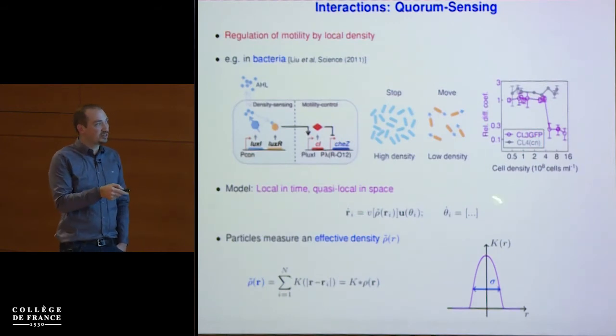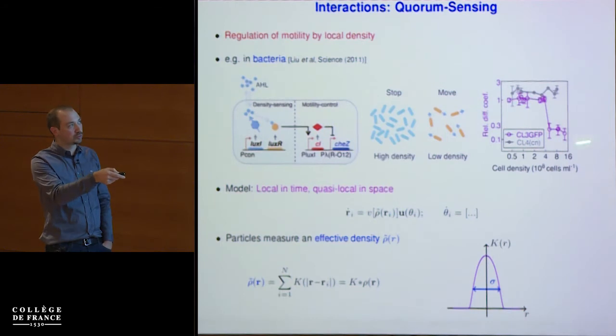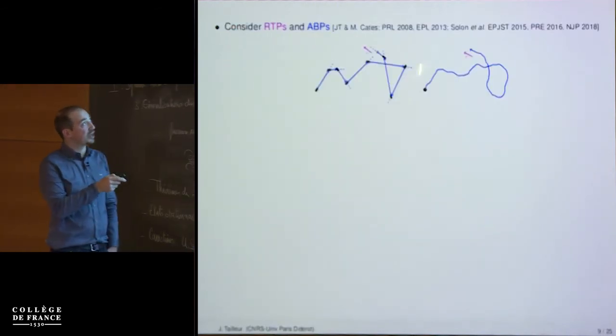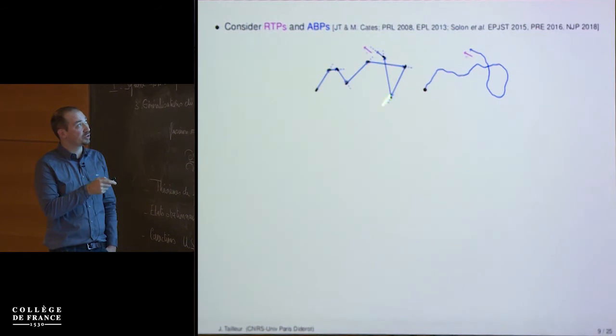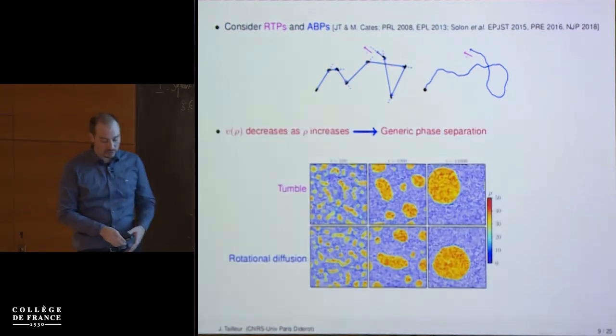So you can take this model, put it in the computer, and play with V of rho, which would correspond to something like that. So I go fast at low density, and then suddenly I fall down. You can do that with run-and-tumble particles or with active Brownian particles. And if you make simulations, that's what you see.